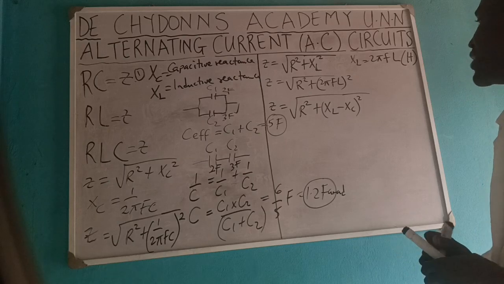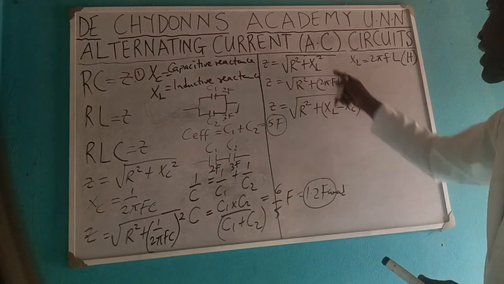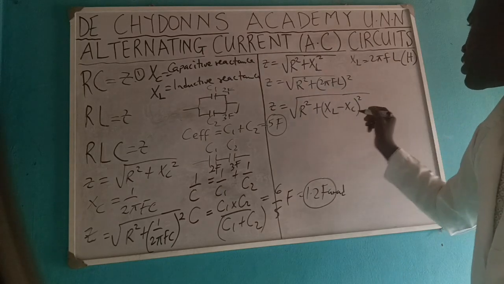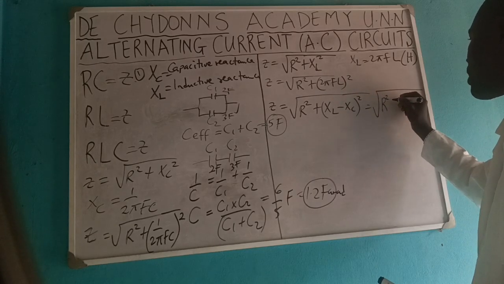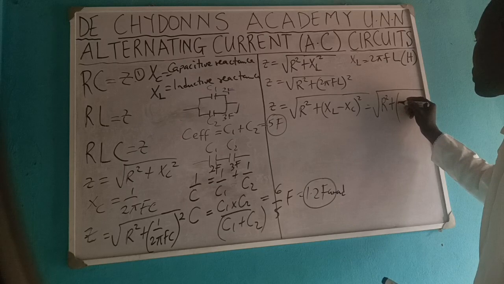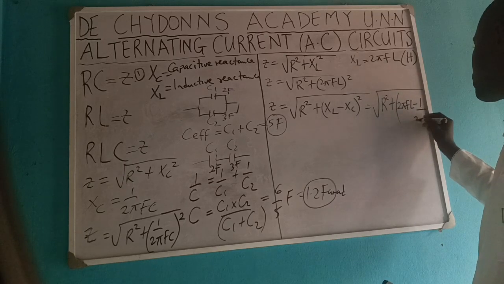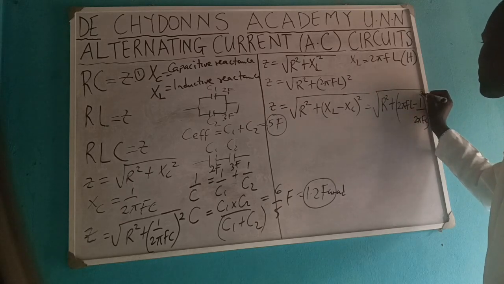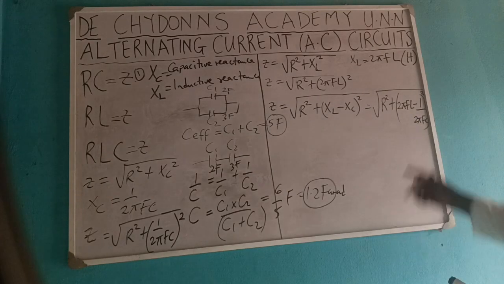Okay, now we have noted this, and we said that XL is 2 pi FL, and XC is this. So that means it is equal to R square plus bracket 2 pi FL minus 1 over 2 pi FC, all squared. This is for XL and this is for XC. That is just it.